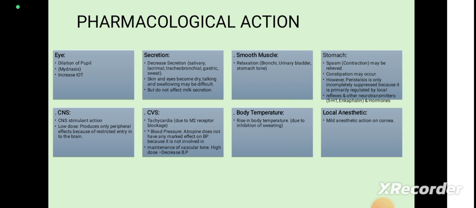Secretion: decreased secretion. Now, which secretions does it decrease? Salivary, lacrimal, tracheobronchial, gastric, sweat. Skin and eye become very dry. Talking and swallowing may be difficult, but milk secretion is not affected.